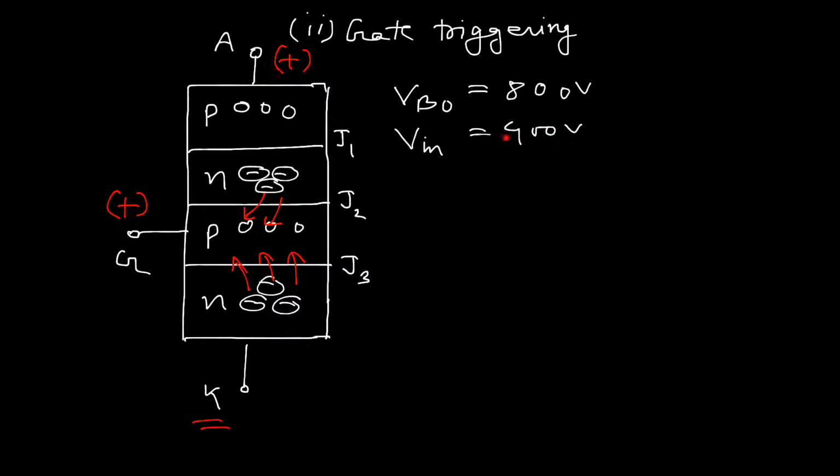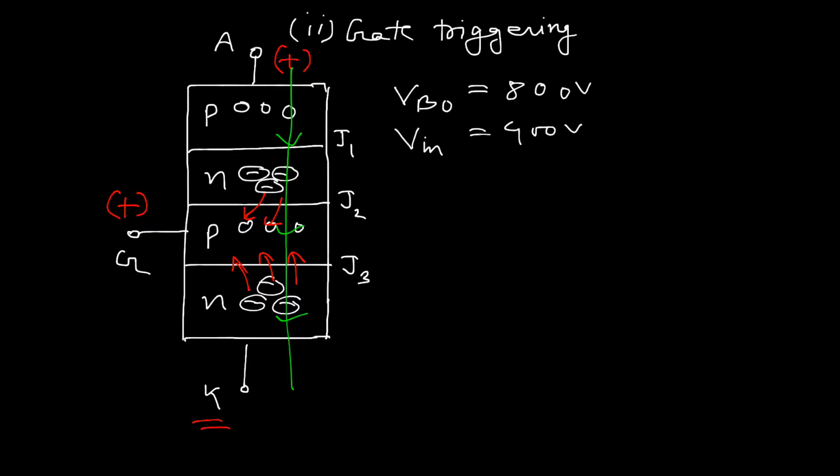That means if we apply 400 volt to the cathode, and by application of a small amount of biasing voltage across the gate terminal, the device is in working state. Then the anode current can easily flow from anode to cathode in this direction. That means we can conclude that without application of the gate terminal, the breakover voltage is so much higher, around 800 volt.